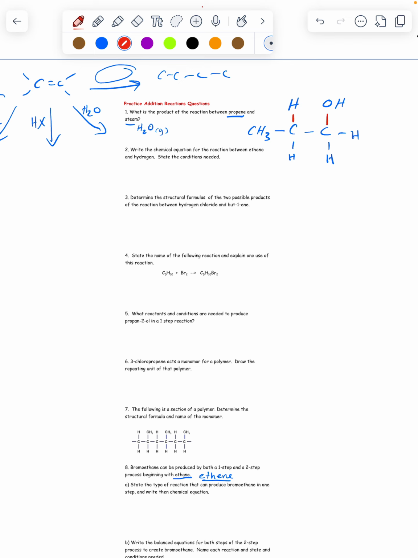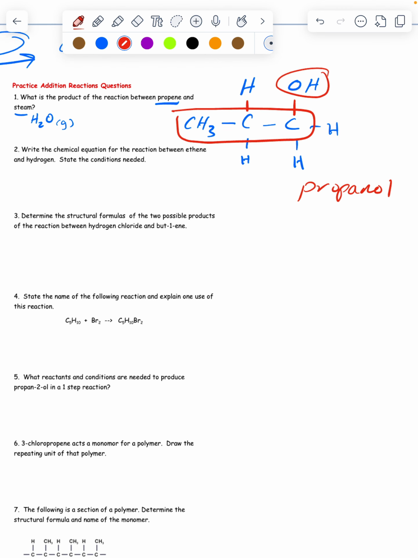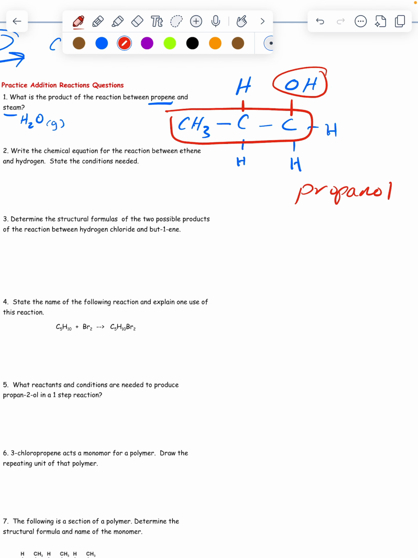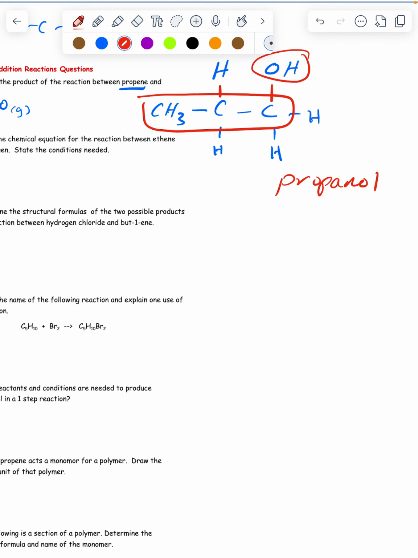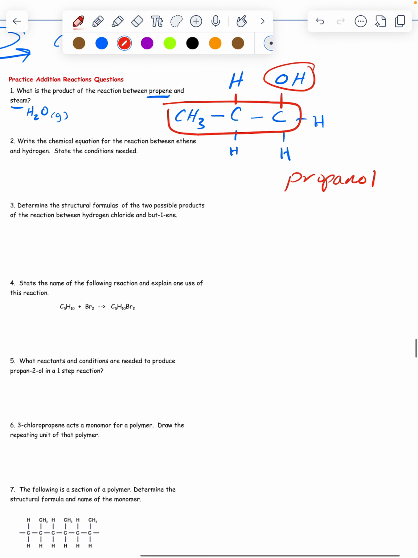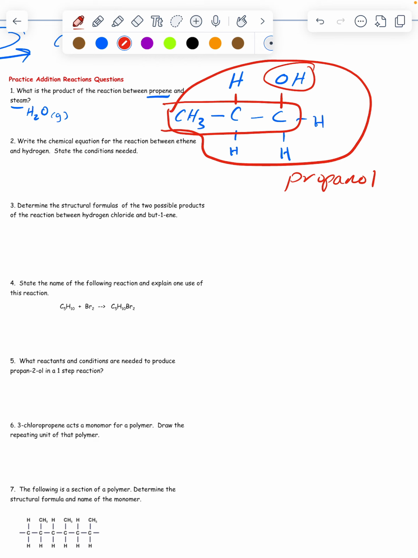So what is the product of the reaction between propene and steam? Well, it's going to be a 3-carbon molecule with an OH on it, and therefore it's going to be propanol. Now, it depends on the question. This is maybe not such a specific question, it just says what is the product. The actual IB exam question would probably ask for the name, or it would ask for the chemical formula. So I've drawn the structural formula here of one of the possible products, and this one is called propan-1-ol.